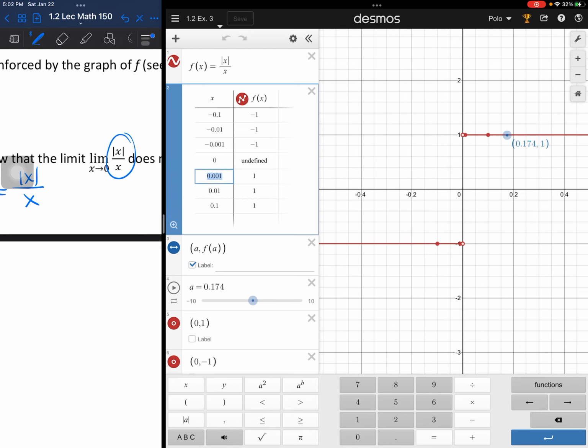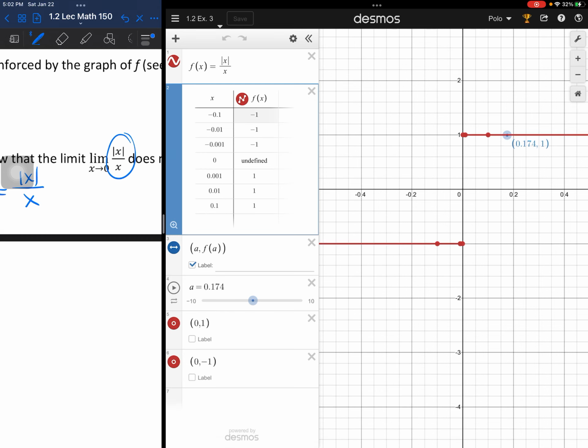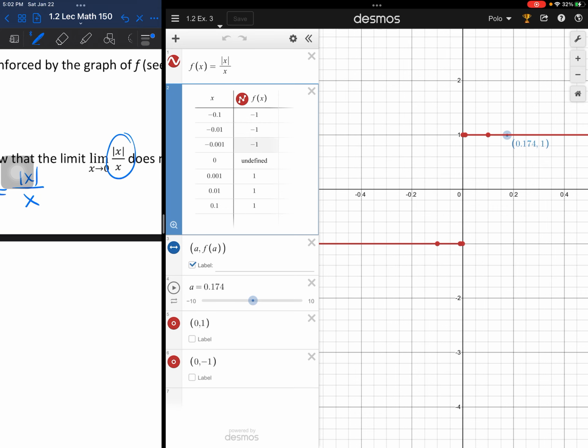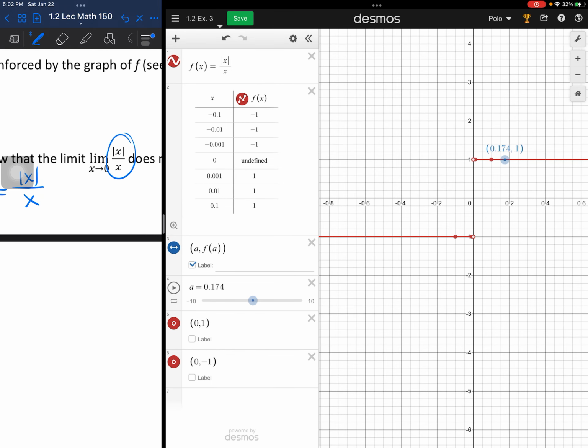So the next one is positive 0.001. Next one is positive 0.01. Next one is positive 0.1. And if you notice something particular about this, the y value for each of these cases on the left was actually -1, and for the second part it was always +1. That's sort of interesting, right?